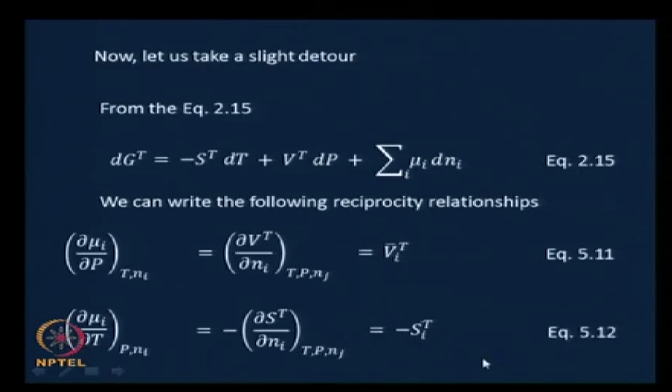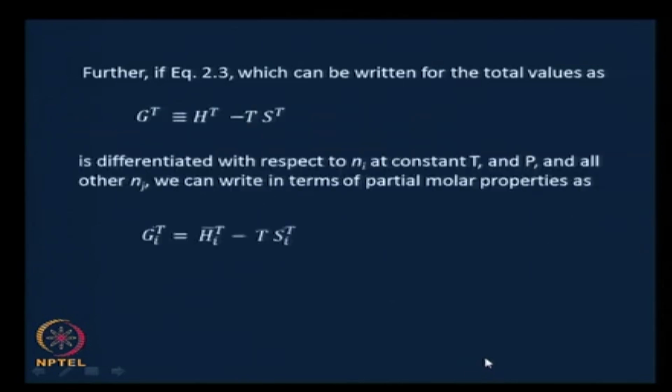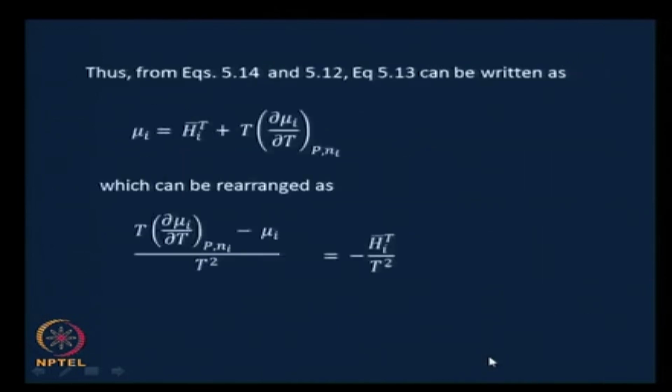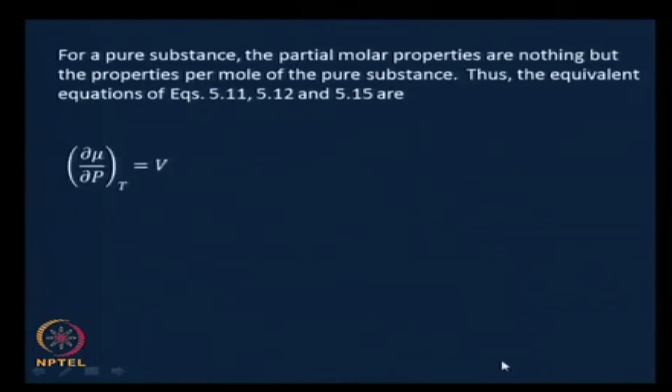We got this, and it was quite interesting when we went about the derivation. This was the additional equation that we got: ∂(μ_i/T)/∂T at constant P, n_i equals minus H_i/T squared. This we will use later, is what we said, and those were equations that are valid for multi-component systems.